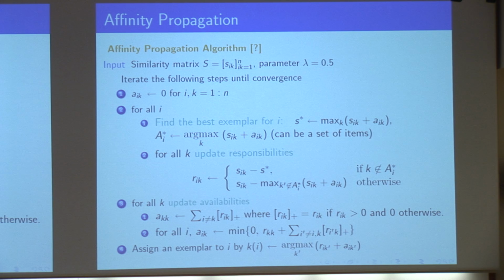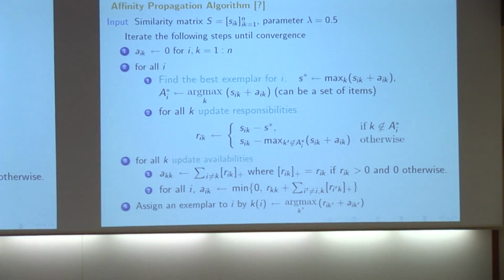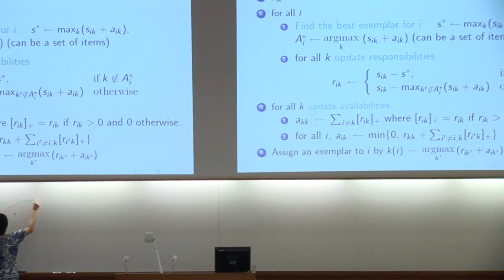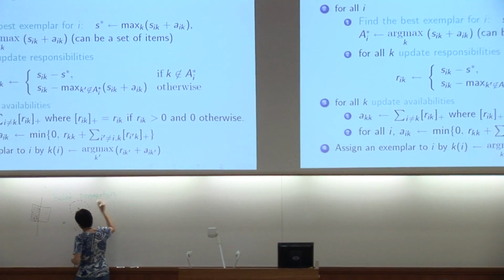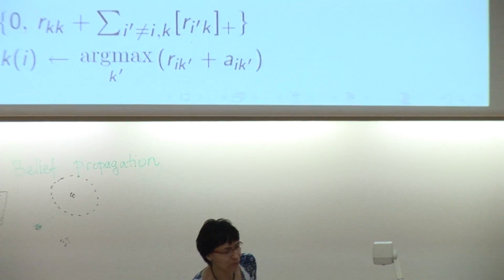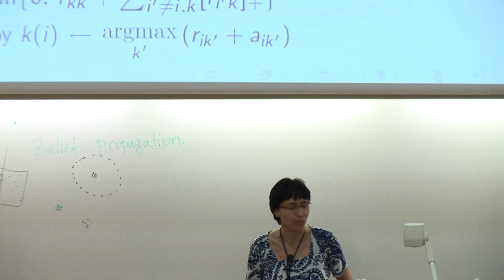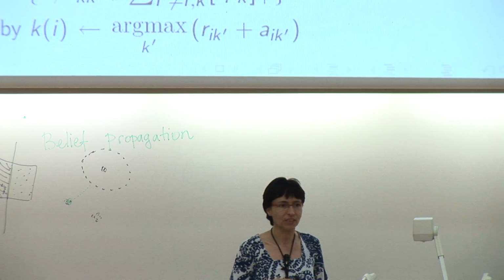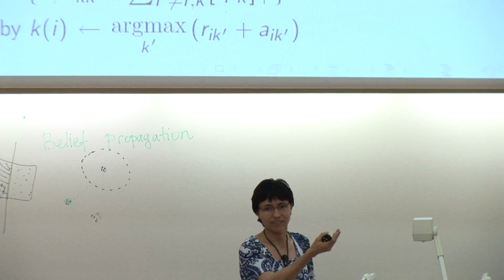Did anybody guess where the idea comes from? If you know Bayesian networks, and if you know approximate inference in Bayesian networks, then this will be very familiar. It's basically summing up the contribution of your neighbors, subtracting your own, and passing it back to your neighbors.